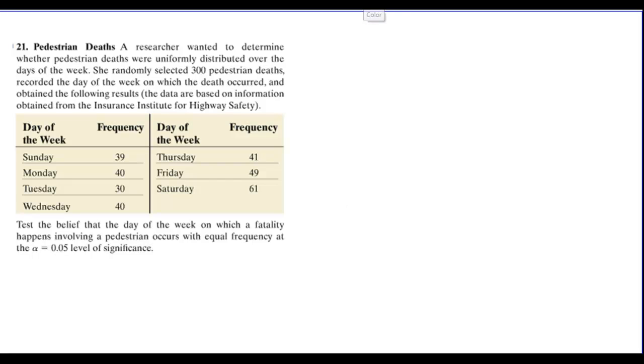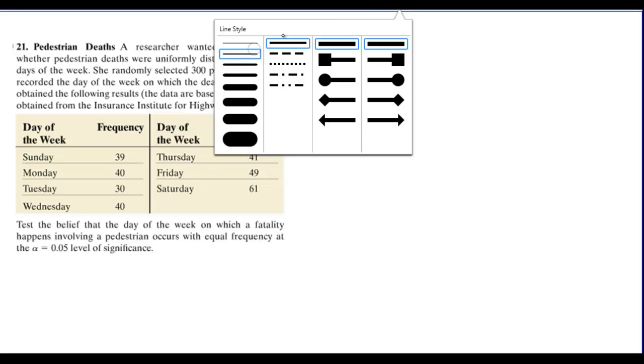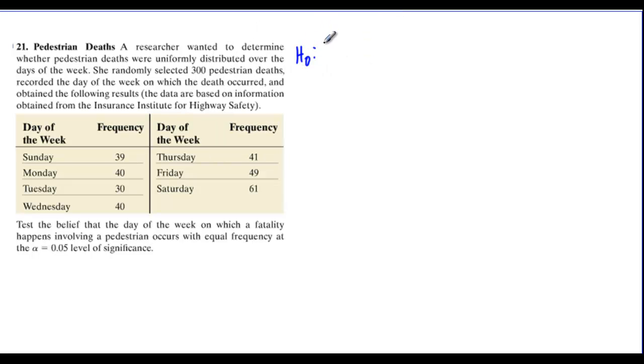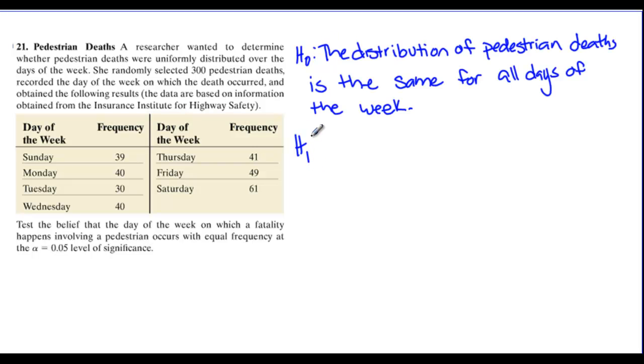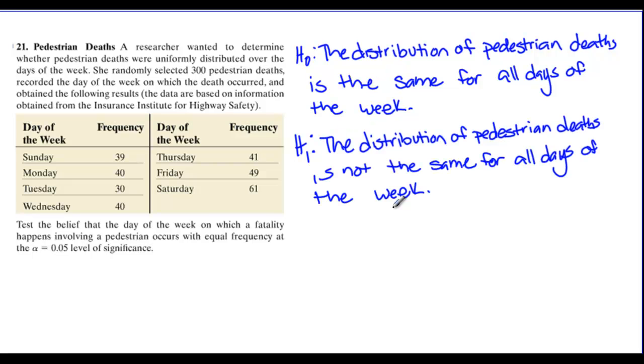So we're going to actually write out our hypotheses. For our H naught, we're going to say that the distribution is the same on all days of the week. Our H1, our alternative hypothesis, is that they are not. All right, so let's start this one with our picture. Our chi-squared distribution looks something like this, and it tells us that we're going to have alpha of 0.05, and we need to find that critical value.